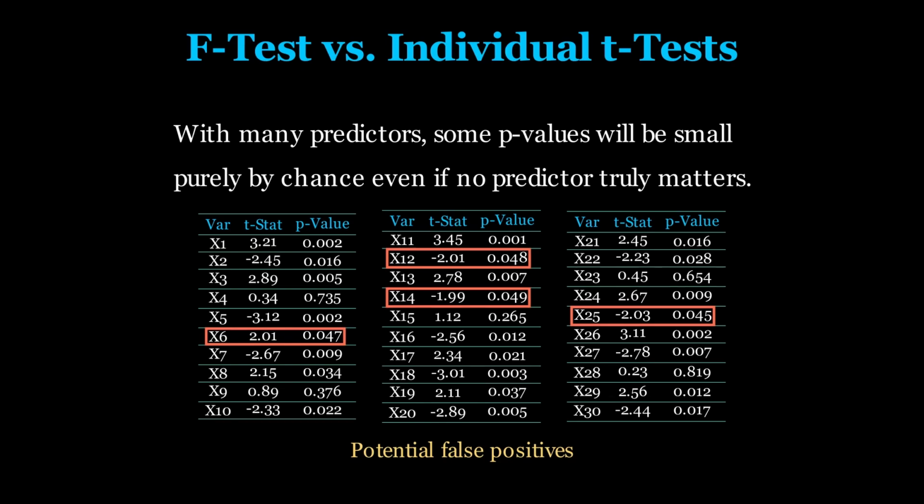The F-test guards against this by evaluating all coefficients simultaneously. It keeps the overall false positive rate at the intended significance level, regardless of how many predictors are in the model.